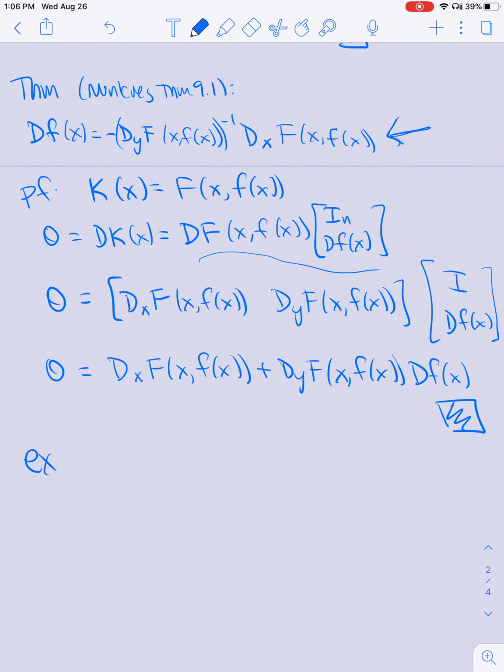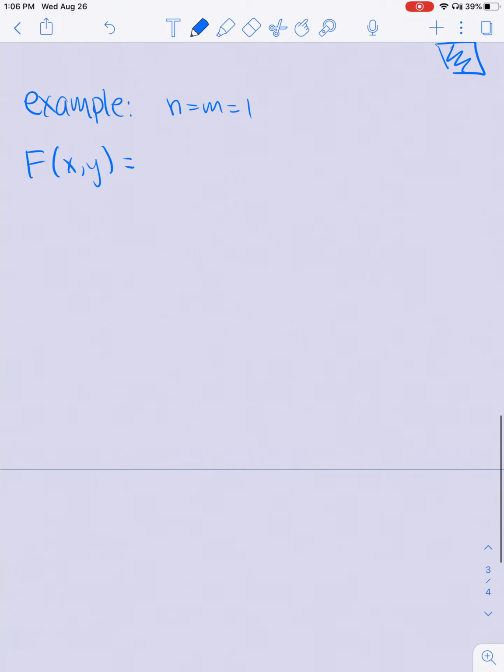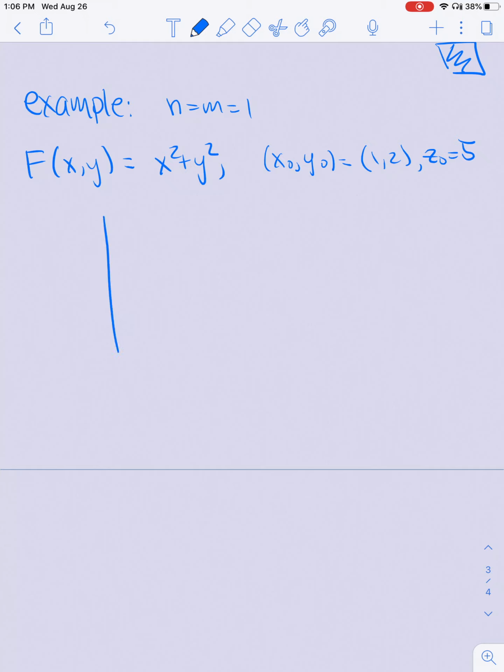So finally, let's do an example. In this example, f of x, y, so here n is just going to equal m, is going to equal 1, the simplest possible case. f of x, y is going to be x squared plus y squared. And let's choose x naught, y naught to be the point (1, 2), and z naught will now be 5. So in this case, you're probably familiar with this. This is the circle of radius root 5, and the point (1, 2) will be right about there.